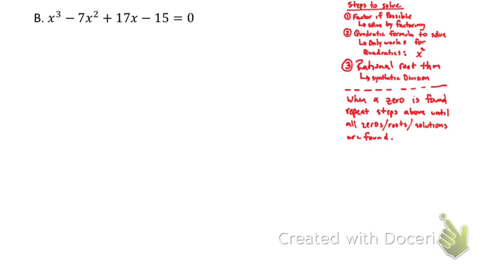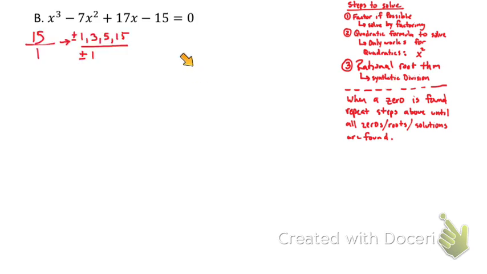All right, let's go ahead and do an example B. So in this example, again, we're trying to find all the roots or zero solutions, all that good stuff. So the first thing we want to try to do is factor if possible. For time's sake, I'm letting you know factoring is not an option. It also does not quite qualify for quadratic formula, so we got to jump down to rational root theorem. So let's go ahead and do that.